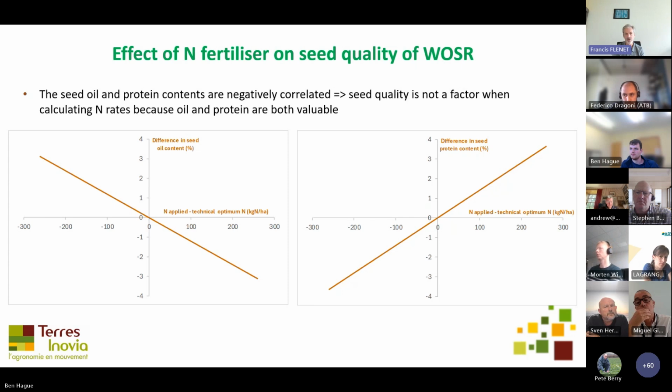It means that seed oil content and protein content were negatively correlated. For this reason, seed quality is not a factor when we calculate nitrogen rates, because oil and protein are both valuable. Next slide, please.